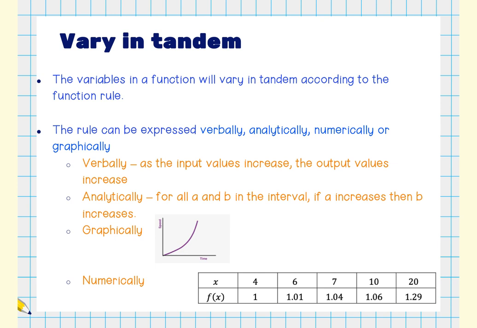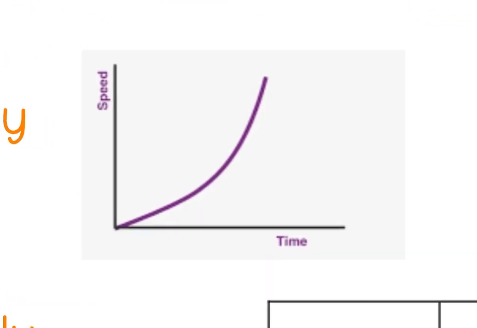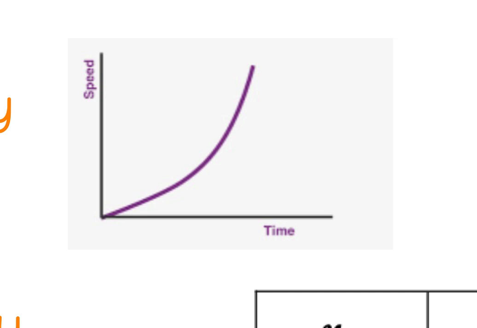Graphically is pretty obvious. It's a graph, okay? So the values on this graph, specifically, are time and speed. So our input values are our time. That would be our independent value. And the speed is the output value or the dependent variable. So in this case, we would say as time increases, the speed increases, okay?